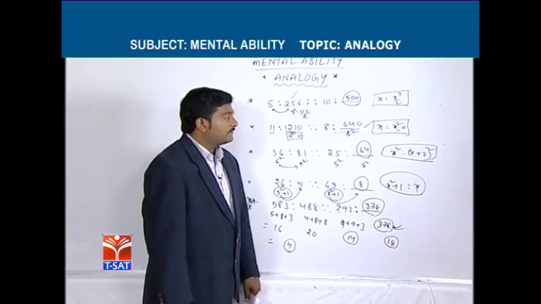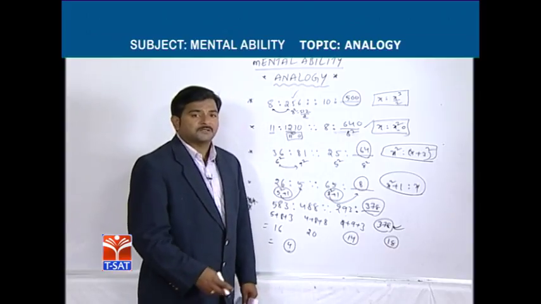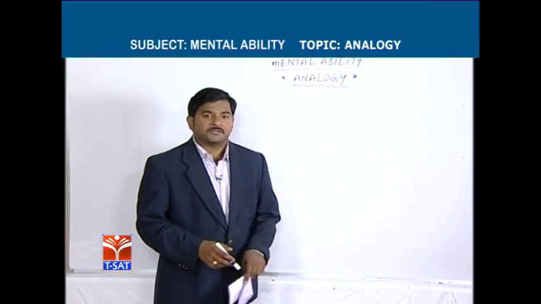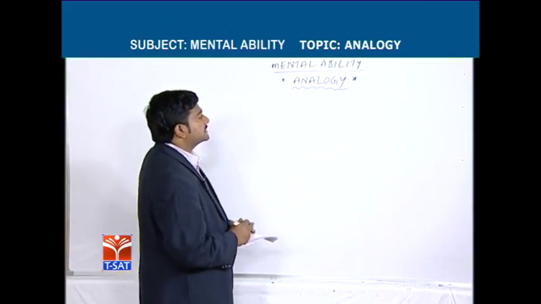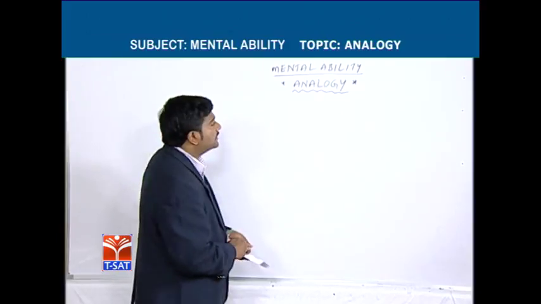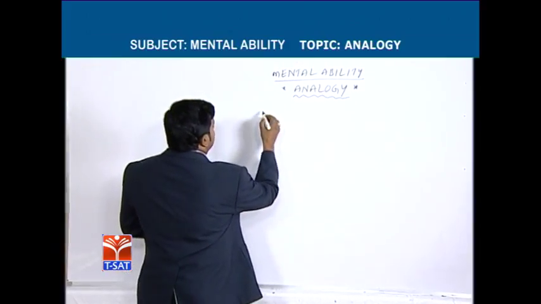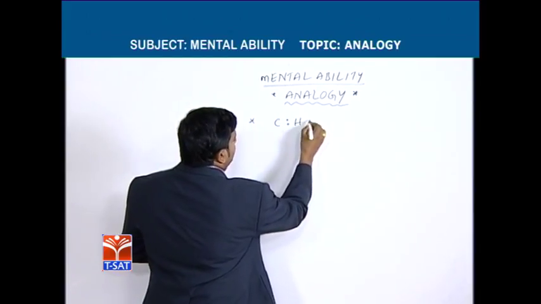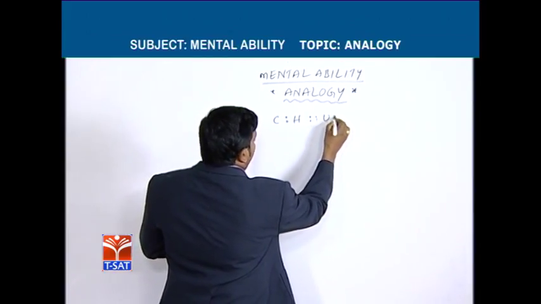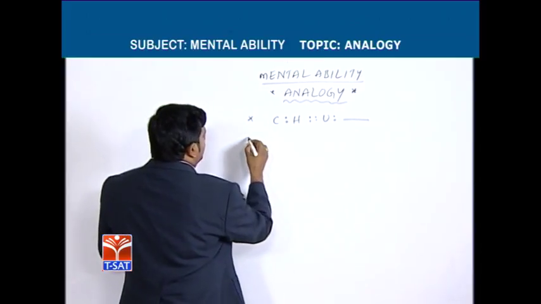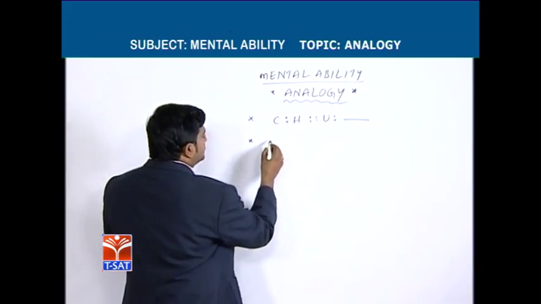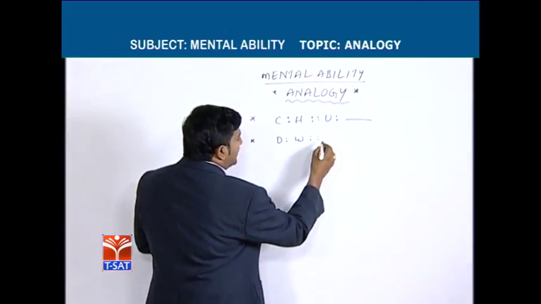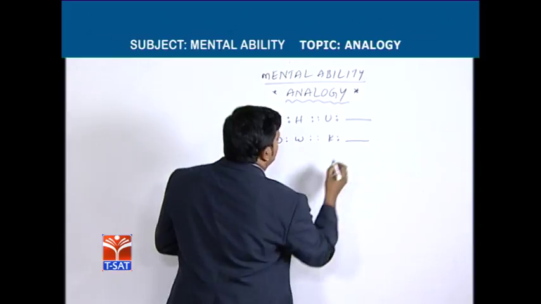So these are the 5 beautiful concepts in number analogy part. Okay. Still we will discuss some other models. We will discuss letter analogy part. Let us start by taking some examples regarding letter analogy. The question is like this. Let's say C is to H as U is to dash. That is one question. And the next one is D is to W as K is to dash.